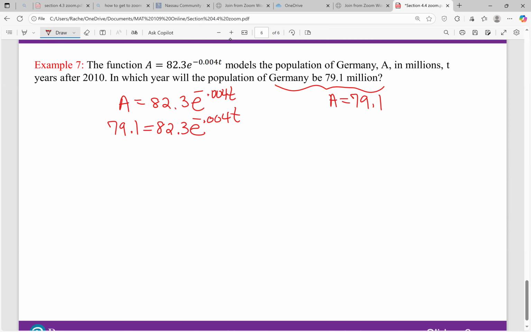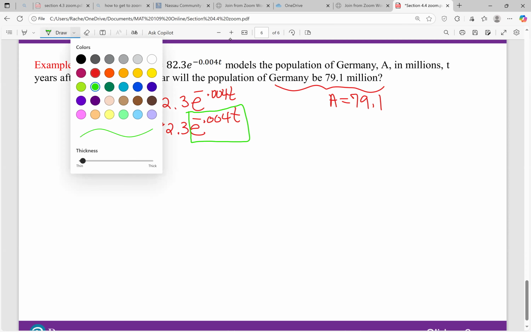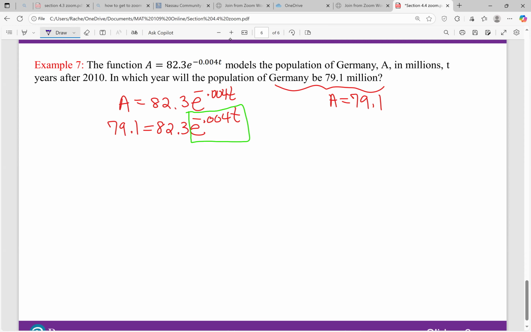This is an exponential equation. So let's start by isolating the exponent expression, right? Here's my exponent expression with base e. It's e to the negative 0.004t. So the first thing I'm going to do is isolate that expression. So let's divide by 82.3. So I'm going to have 79.1 divided by 82.3 is equal to e to the negative 0.004t.